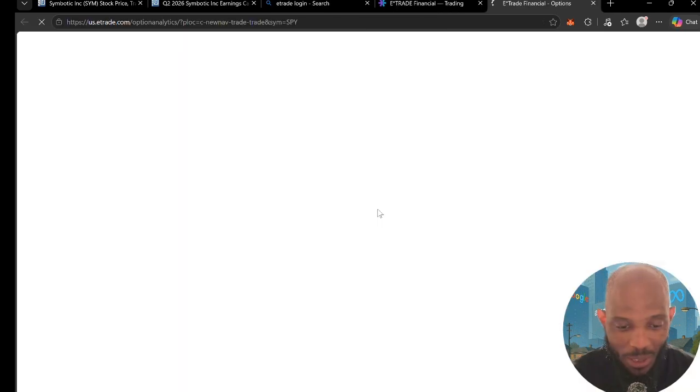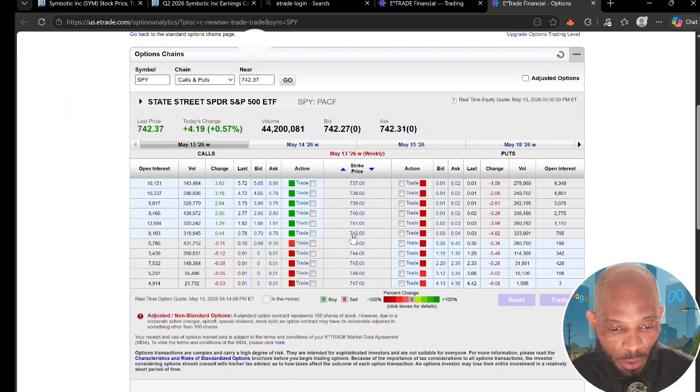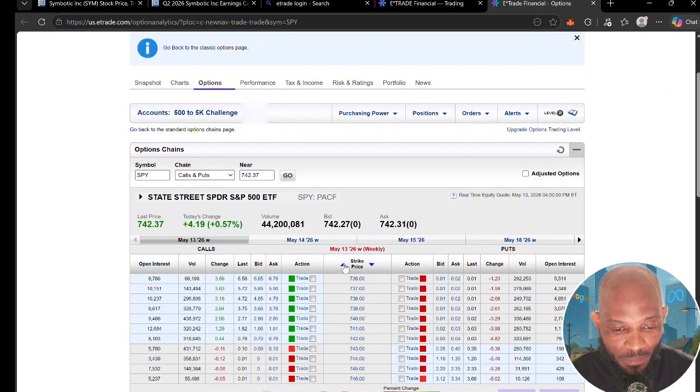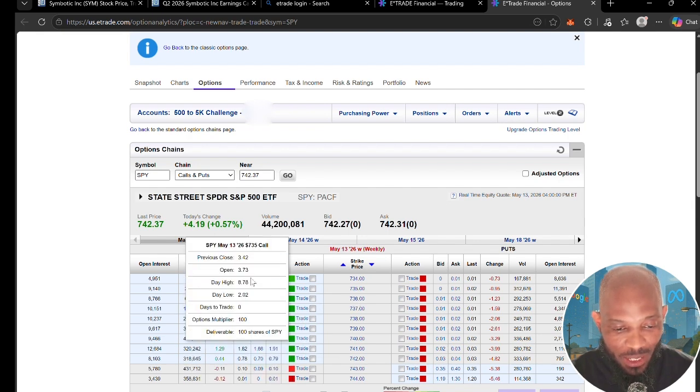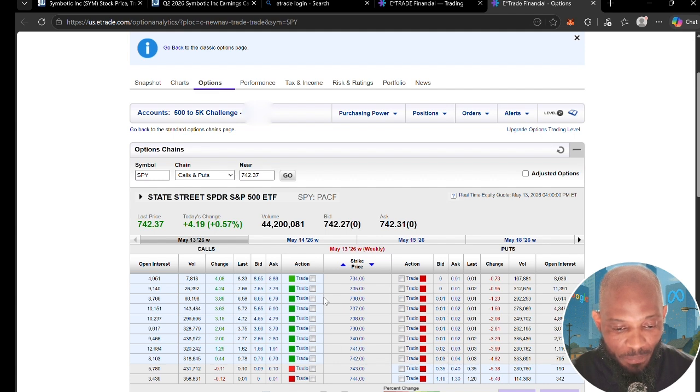In the options chain, we said we would buy a 736 call contract. So 736 is right here, and this is the call side, saying the price will go up, and we buy at the ask price, this column. They're asking $679 for this contract right now.